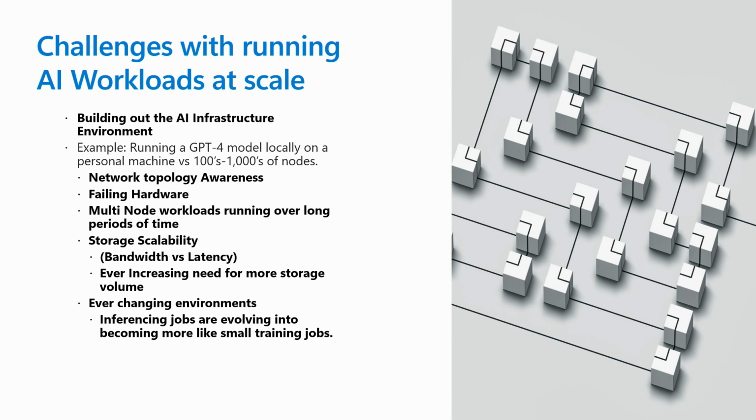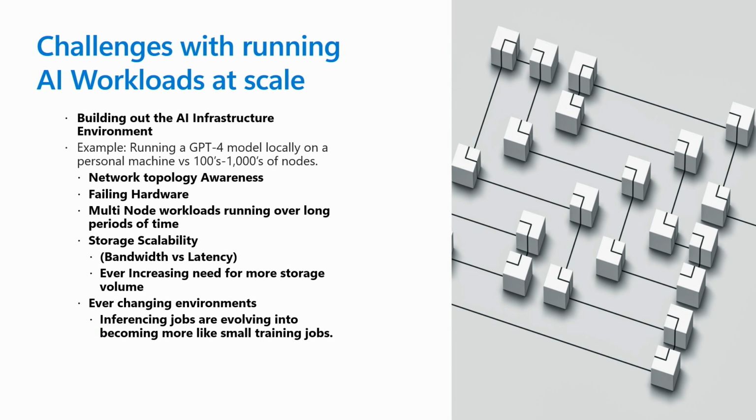Next, you have failing hardware. So when you're working with thousands of nodes, most likely you will need all of these nodes to run your workload. But what happens if you're missing just 10? Well, then your job will not actually run. And then you would have wasted some time, you would have wasted some money spinning up those resources, and then you'll have to restart the whole job from the beginning. So this is where the failing hardware comes into play. Next, you've got multi-node workloads running over long periods of time.